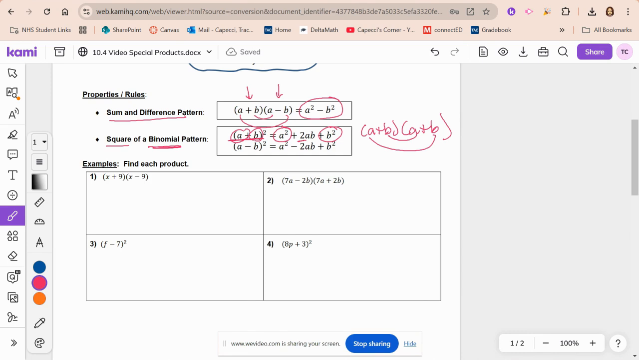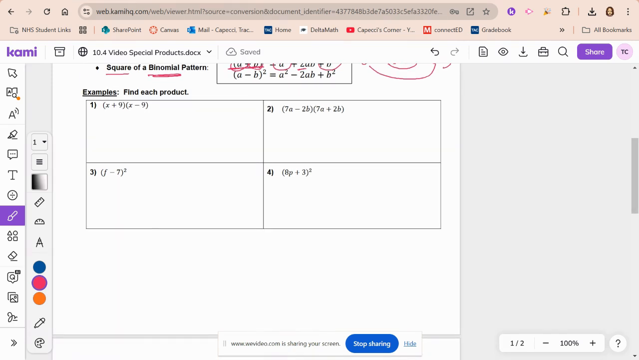Now, in most cases, when teachers first start teaching this, we just tell students to use FOIL because it's a little bit easier. But as you get better with these and as you progress through your math careers, students then tend to use the patterns. So we're going to just go through it using FOIL.